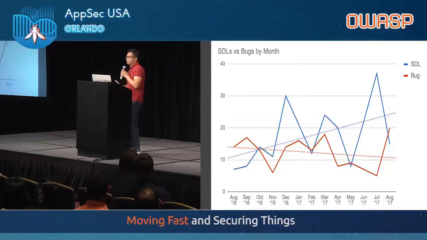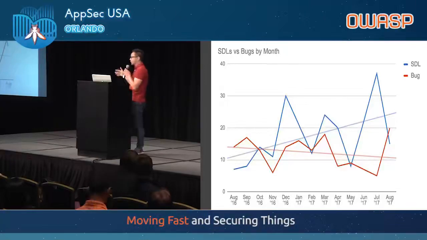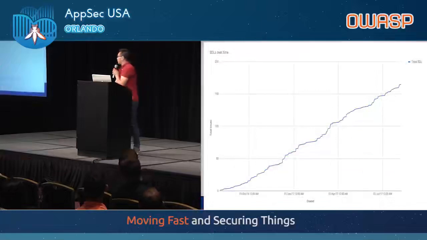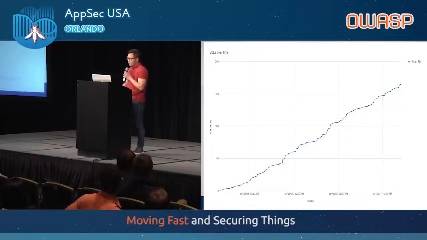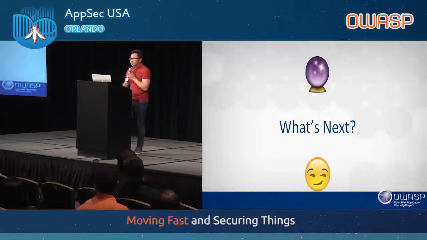Compared to the number of commits from last year, we actually doubled the number of commits to the repository from our product, but we're introducing fewer bugs. So that's pretty good. And this is the graph of the total SDLs that got submitted. I think we already passed 150 SDLs submitted to our SDL process.